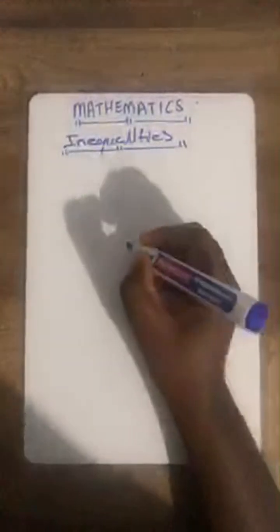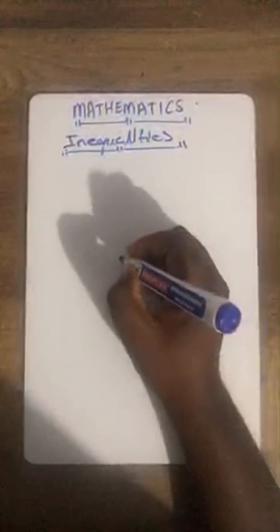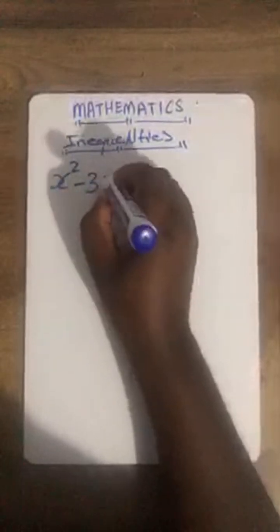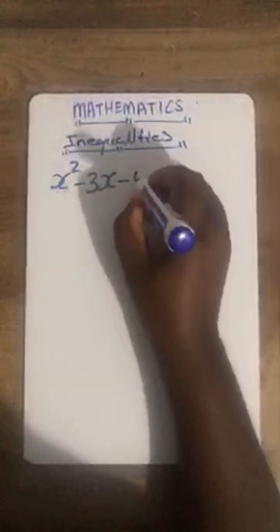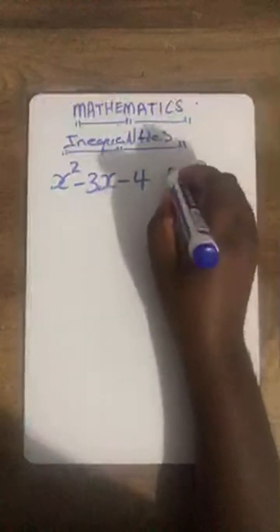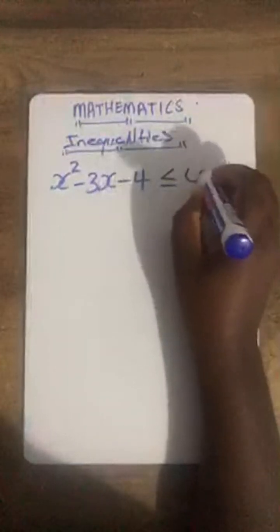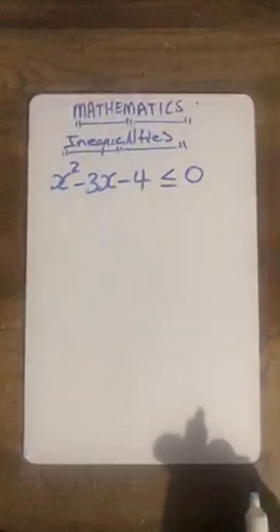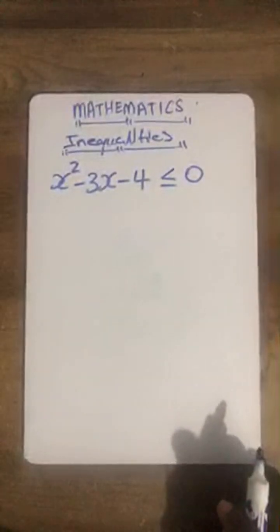So let's see. What about this one? Let's say you have x squared minus 3x minus 4 less or equals to 0. Yes, work that one out.